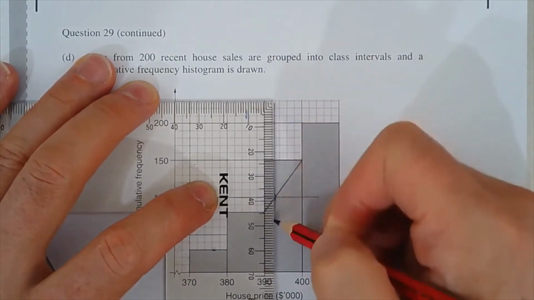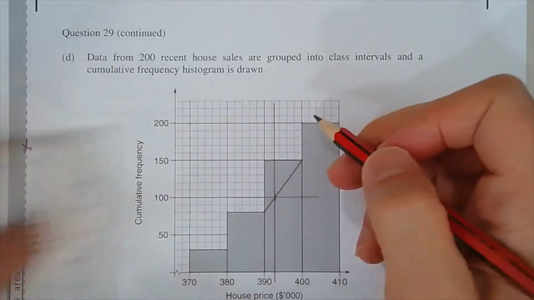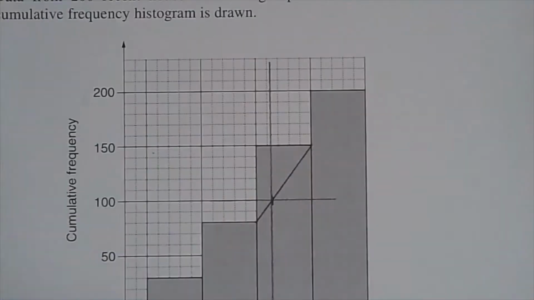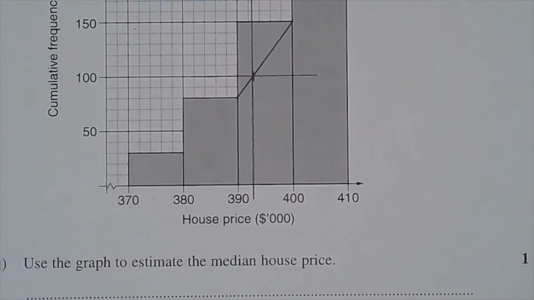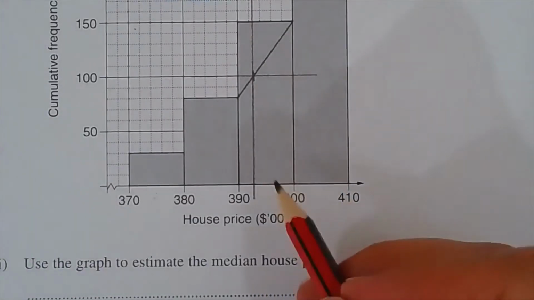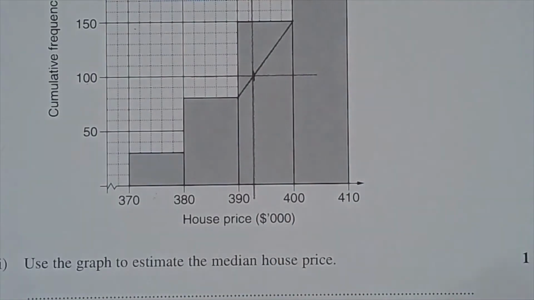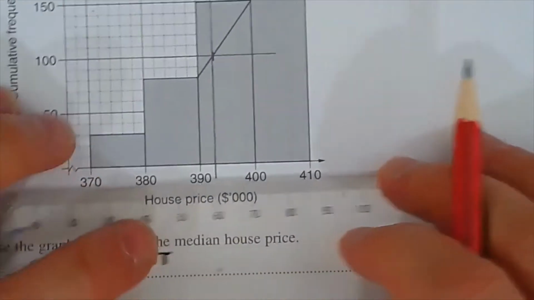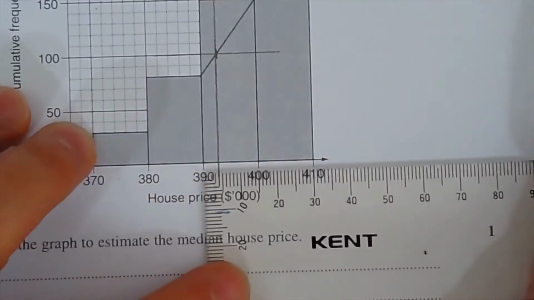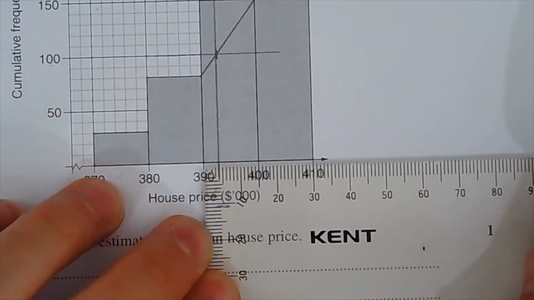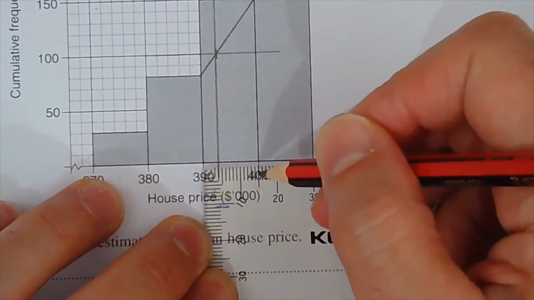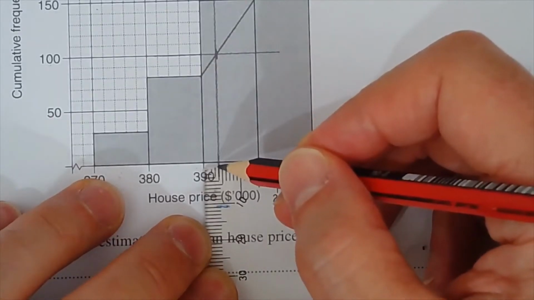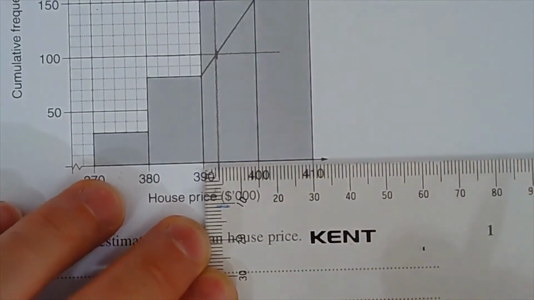Something along those lines there. So I'll just zoom in a little bit further on that. So we need to estimate roughly what this point is here. So if that's 390 to 400, why don't we just measure how many centimeters that is. So that's 15 millimeters, and we've gone 4 millimeters in there from the 390 mark.